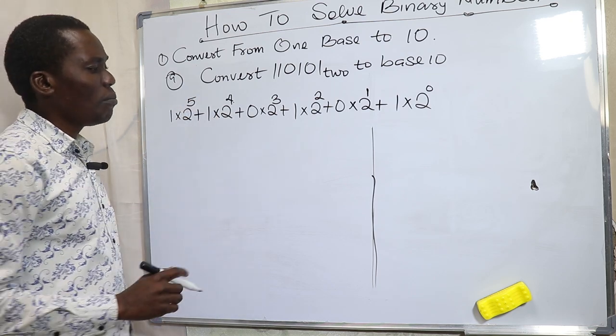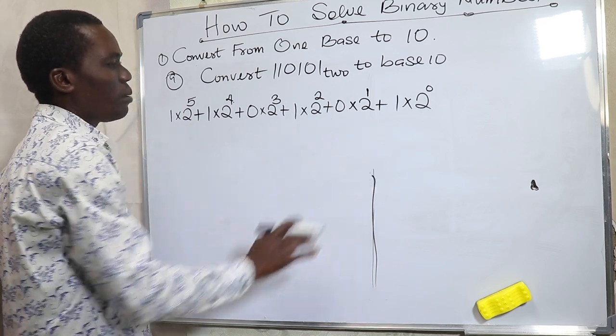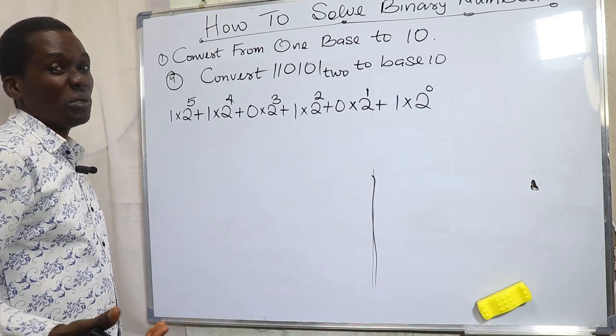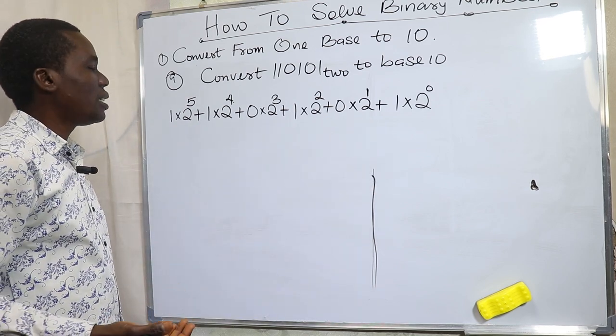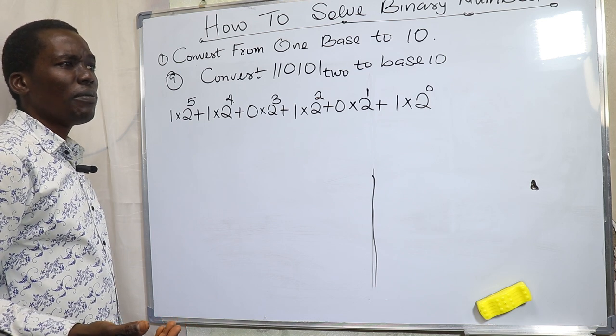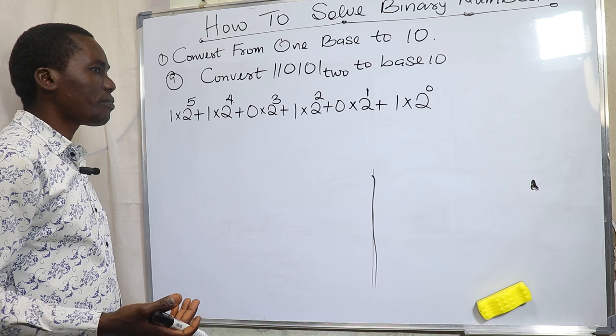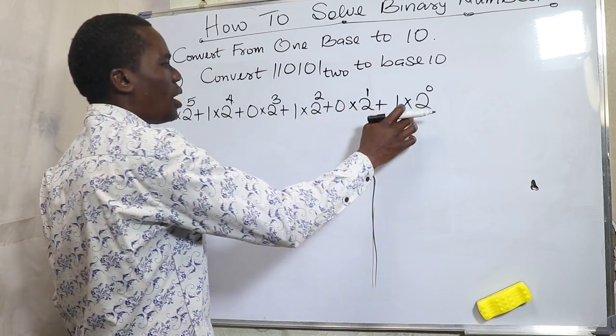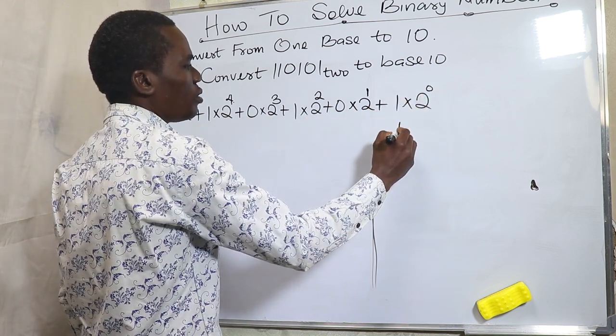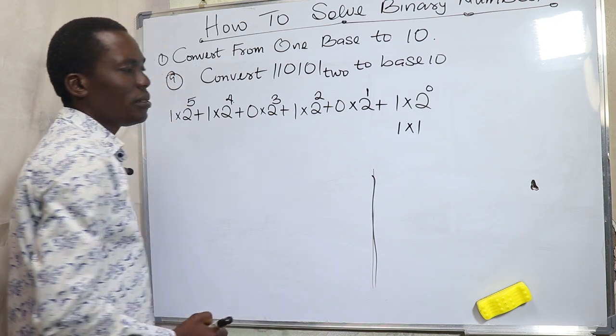Good. Now, having placed them all in their various place values, all I need to do is to expand and simplify them. If we simplify them, we are going to have various values for them. 2 to the power of 0 is going to give me 1, multiplied by 1.